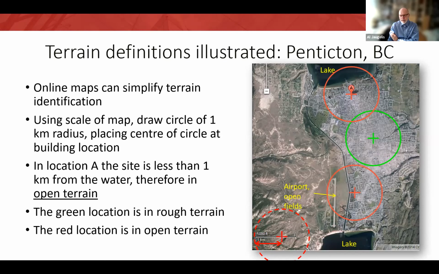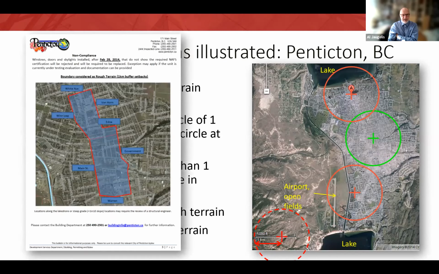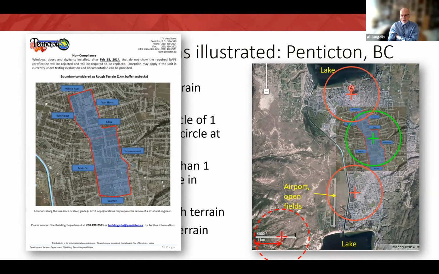Interestingly enough, after giving this presentation, a month or two later, the city of Penticton actually issued a bulletin where they actually said, we don't want people drawing circles on maps and making mistakes. We're just going to tell them what we think is rough terrain in Penticton. And it's actually a rather small portion of the city that they identified as being rough terrain in this area.